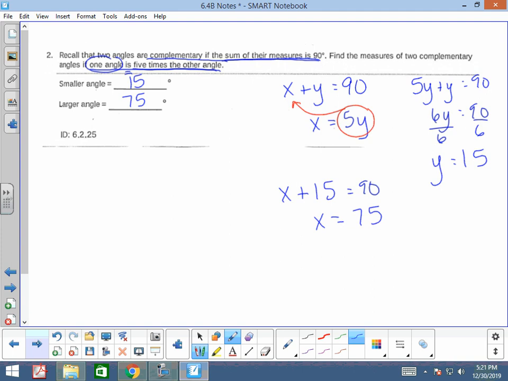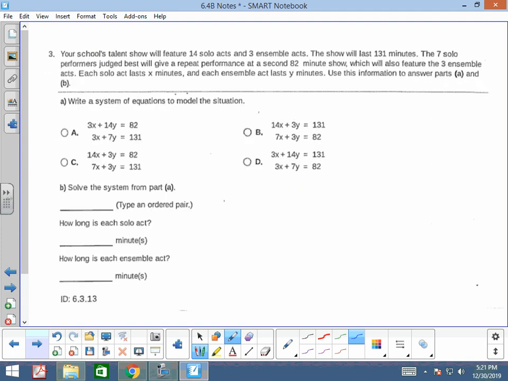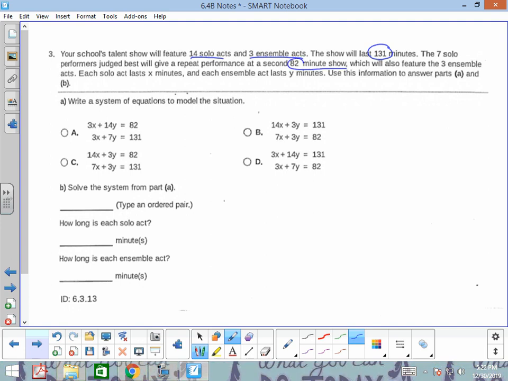All right. Number 3, your school's talent show will feature 14 solo acts and 3 ensemble acts. The show will last 131 minutes. The 7 solo performers judged best will give a repeat performance at a second 82-minute show, which will also feature 3 ensemble acts. Each solo act lasts X minutes, and each ensemble act lasts Y minutes. Use this information to answer parts A and B.